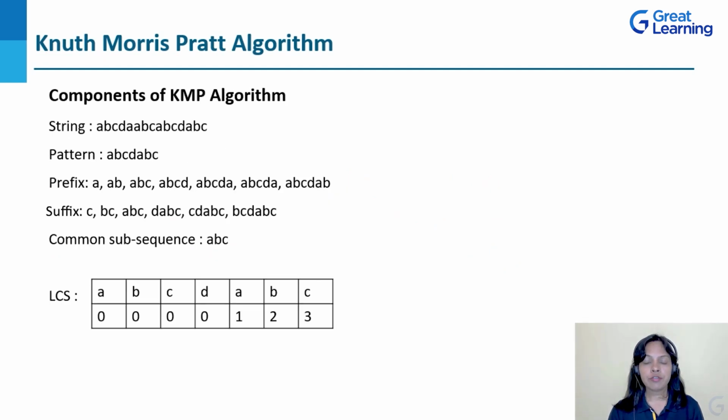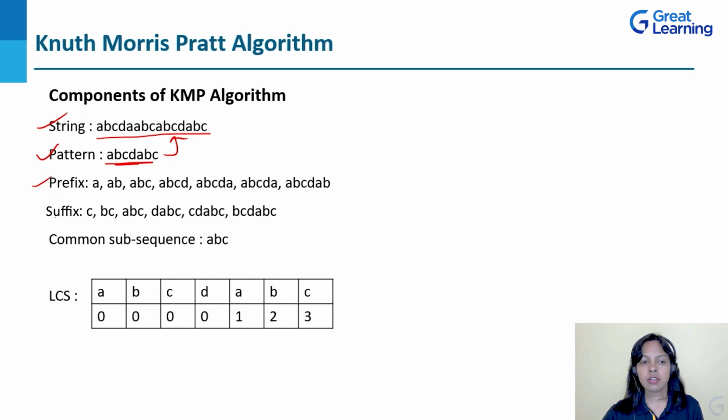Now, let us first understand what the components of the KMP algorithm are. Then we can move ahead and see how the KMP algorithm works. Before that, the first component is definitely a given string. There will be a sequence of characters, or a sequence of data or tokens, but here I'm taking the example of characters. So this is the given string. Then there will be a pattern. We have to search for this pattern in the given string.